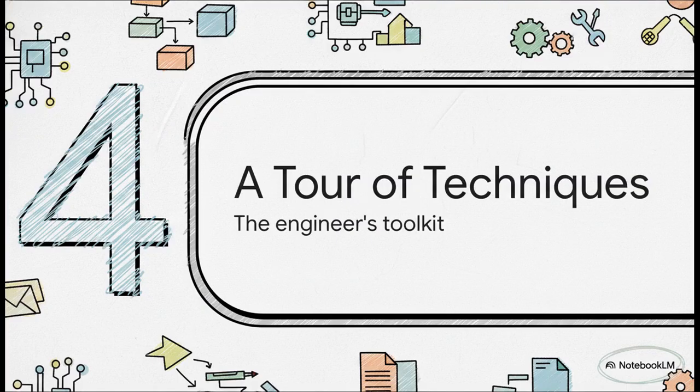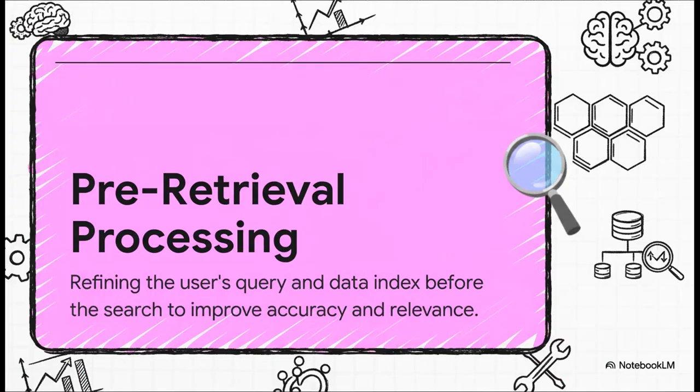So what do those new steps actually do? Let's pop the hood and take a quick tour of the techniques that make advanced RAG work. This is the real engineer's toolkit. Pre-retrieval is all about setting yourself up for success. Instead of just blindly trusting the user's query, you refine it, you make it better. And you're also way smarter about how your data is organized in the first place. Think of it as giving your search a better map and clearer directions.